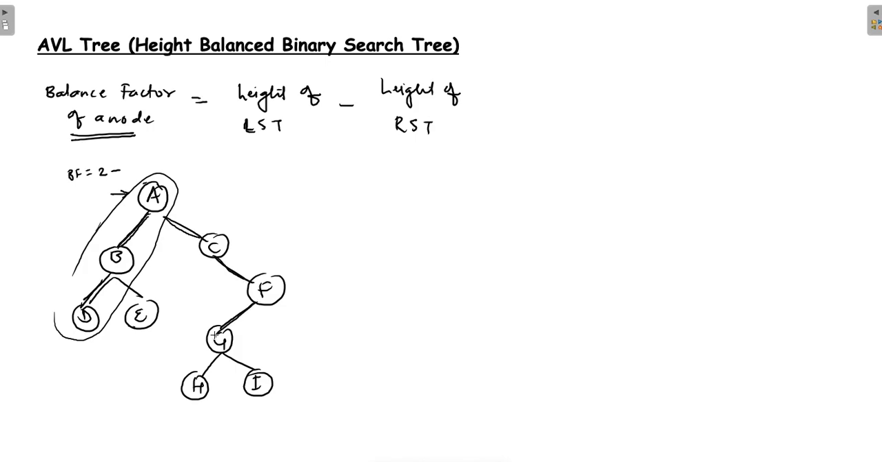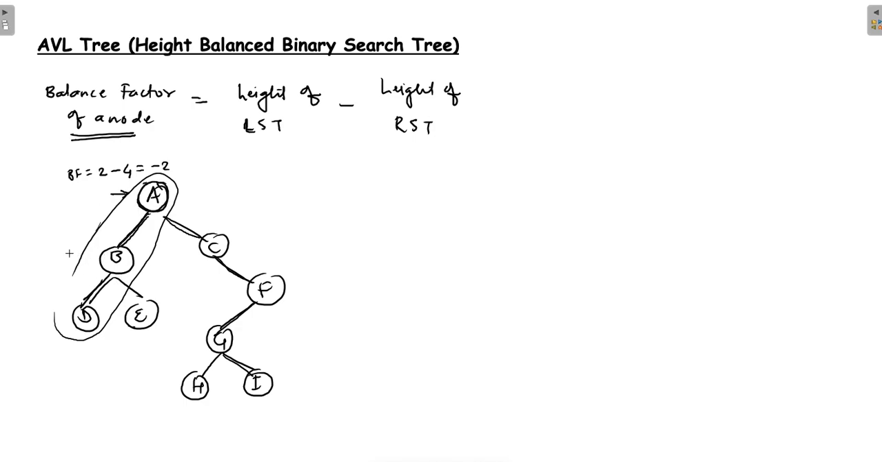1, 2, 3 and any of these 4, because both are at the same level. So it is 1, 2, 3, 4. So the total length is 4. So the balance factor is 2 minus 4, that is minus 2. So the balance factor of A is minus 2.